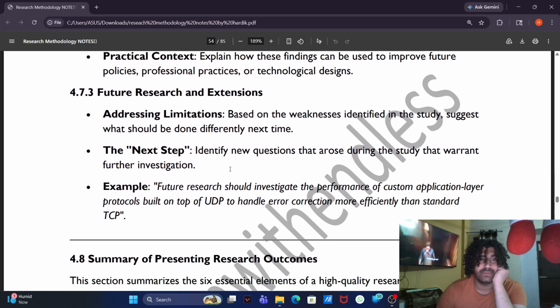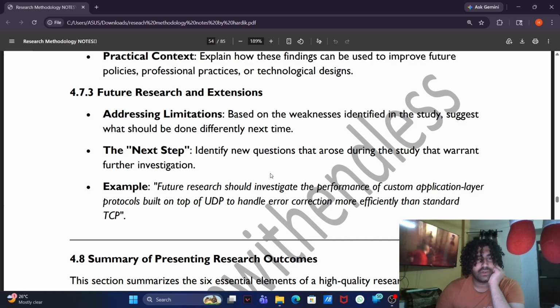Next subtopic, future research and extension. Addressing limitations based on the weaknesses identified in the study. Suggest what should be done differently next time. The next step, identify new questions that arose during the study that warrant further investigation.